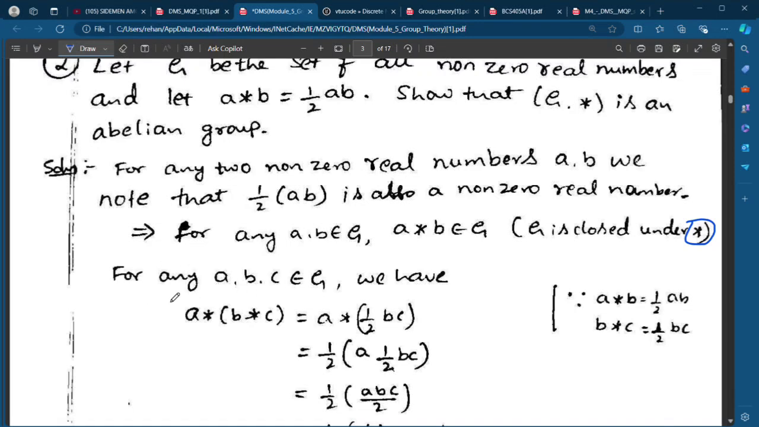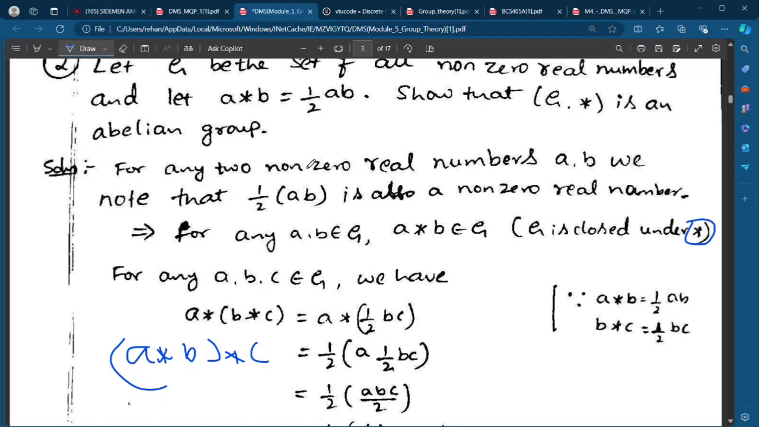Now first I have to show associativity. (a star b) star c should be equal to a star (b star c). Now I know that, so from here I have to write.